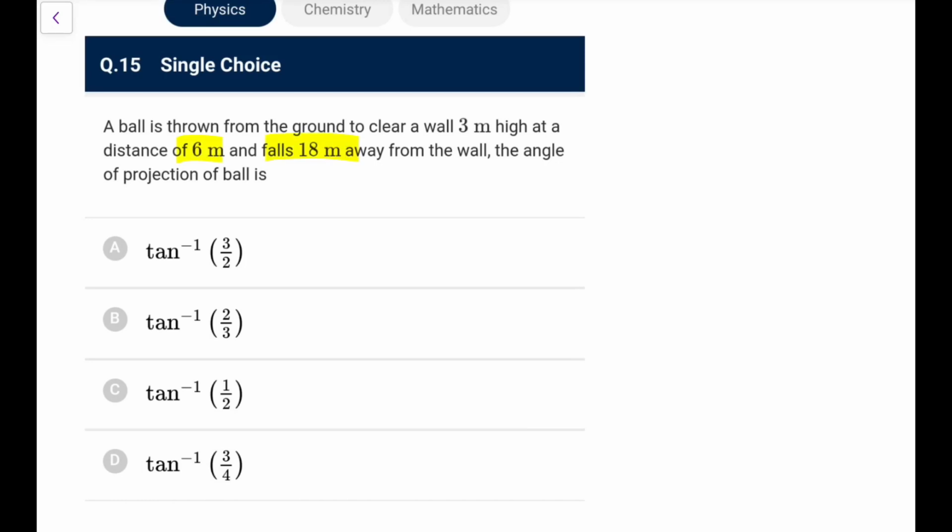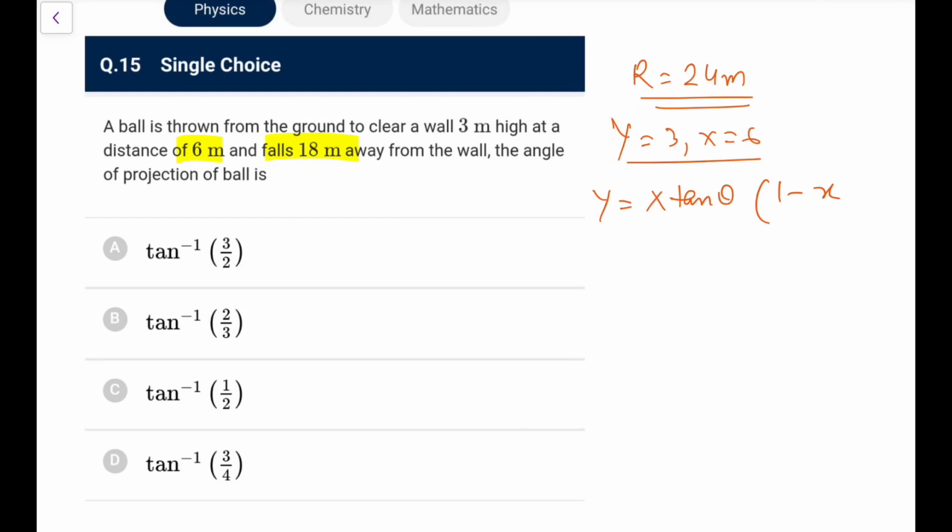The angle of projection is, that means the range is 24 meters for sure. The range is 24 meters, and x is equal to 3 meter, y is equal to 3 meter for x equal to 6. So the equation of trajectory, you can write it in this form. I remember it; if you don't remember, write it in other forms and you can take it out.